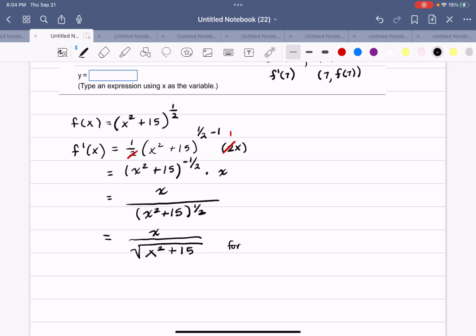This is the formula to find the slope of the tangent line.